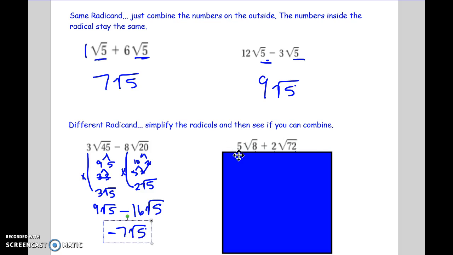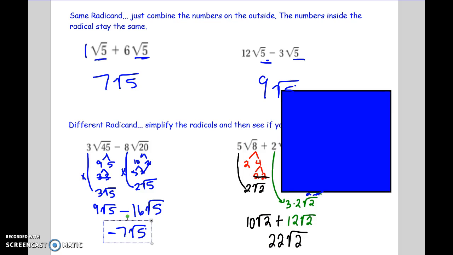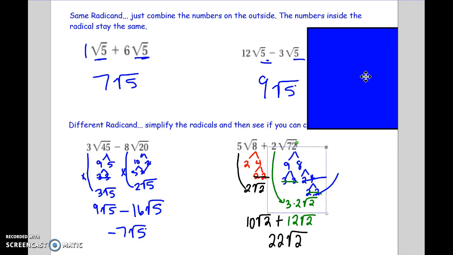Look at the one next to it. I want you to try to do the same thing. Break them down. See if they have the same radicand, and if they do, then you can combine like terms. Okay, go ahead and check your answer. See if you got 22 radical 2. Alright, let's move on.